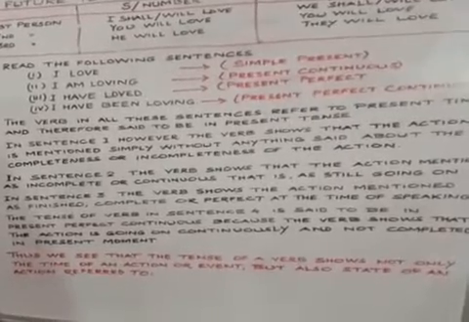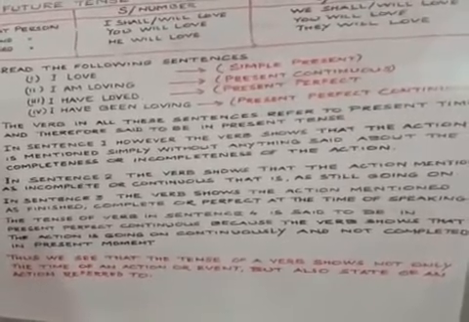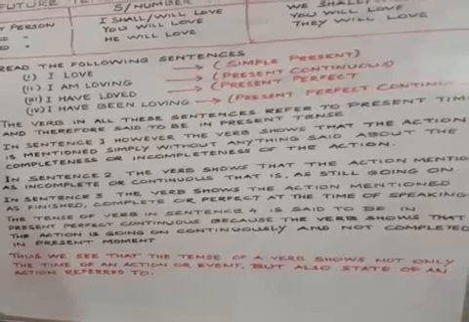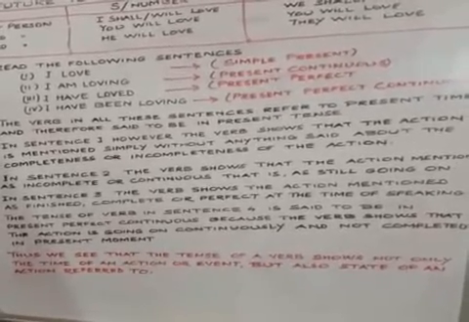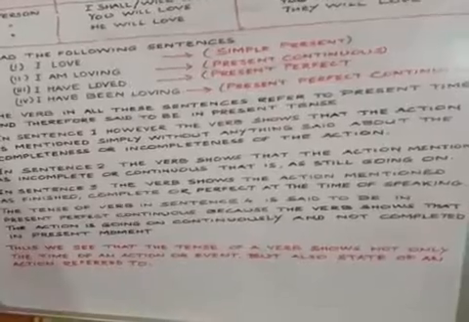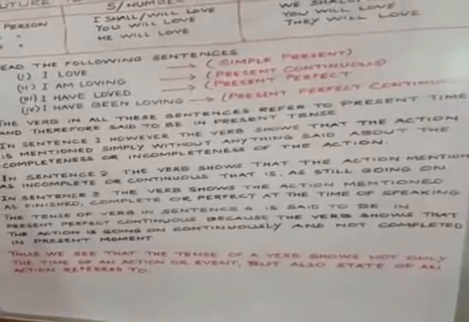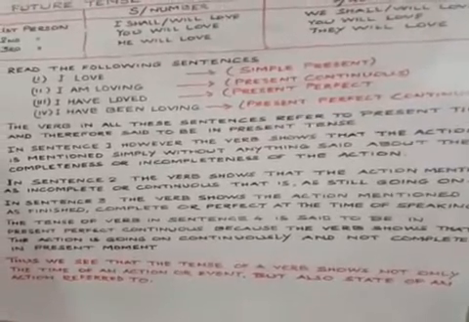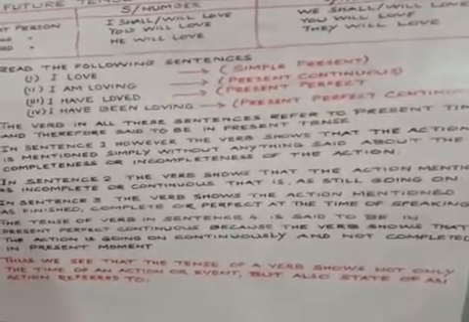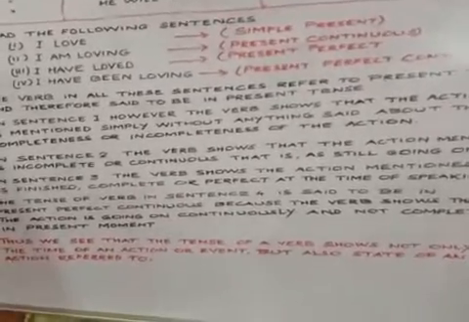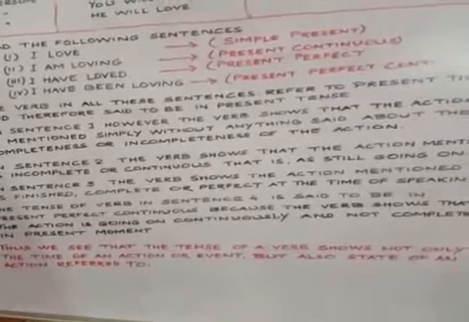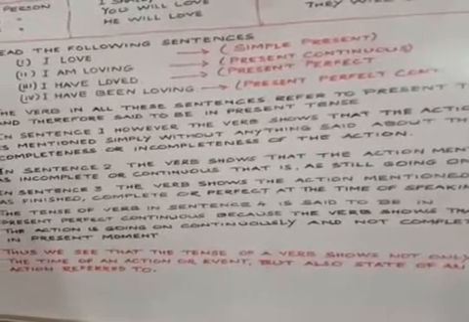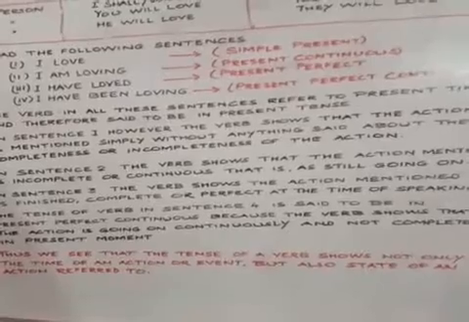And in sentence 4, the tense of the verb is said to be present perfect continuous, because the verb shows that the action is going on continuously and not completed in present time. I have been loving, it is again going on. So it is present perfect continuous. Thus we see that the tense of a verb shows not only the time of action or event but also the state of an action referred to.